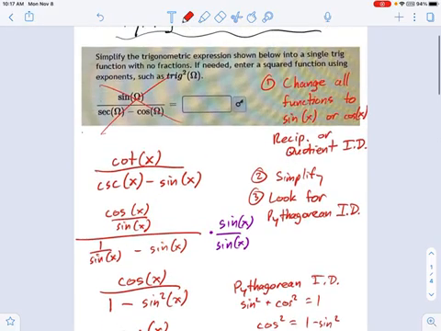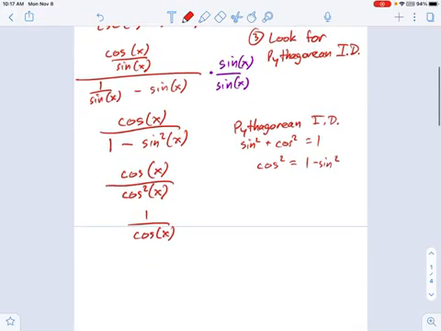You might think that's about as far as we can go. But remember what it said. It said with no fractions. So I need one more step. I need to remember that according to the reciprocal identity, this is equal to secant of x. Okay, and that would be my final answer. It's a single trig function with no fractions.